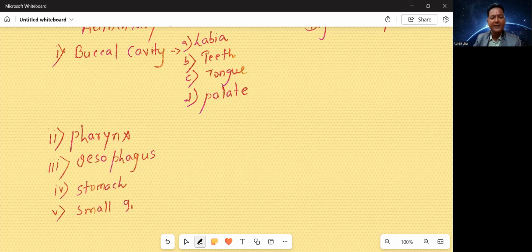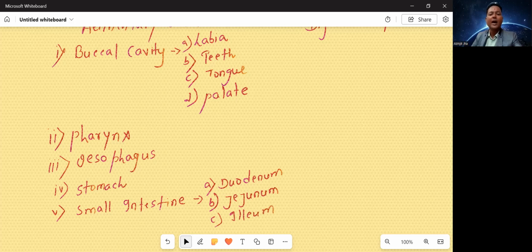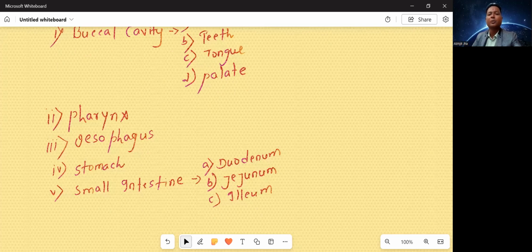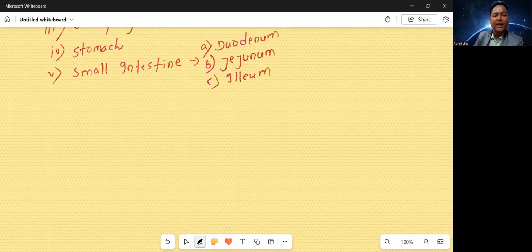Following the stomach, we have the fifth part, known as the small intestine. This small intestine is again composed of three parts. The first part is known as the duodenum. The second part is known as the jejunum. And the last part is known as the ileum. So if someone asks you what the three major parts of the small intestine are, the answer is duodenum, jejunum, and ileum.